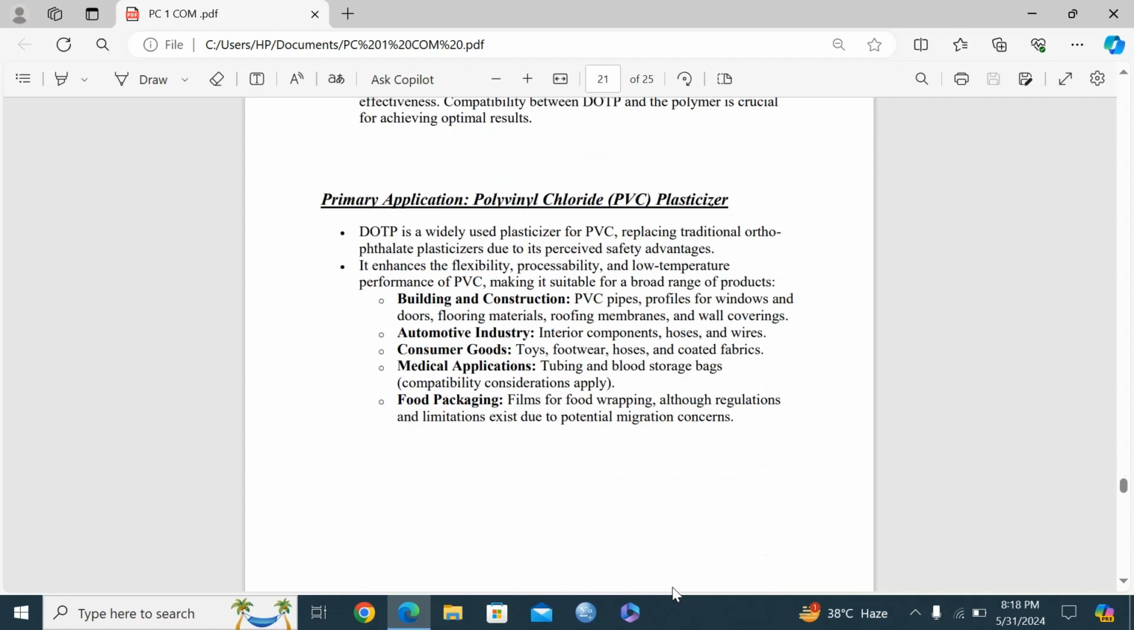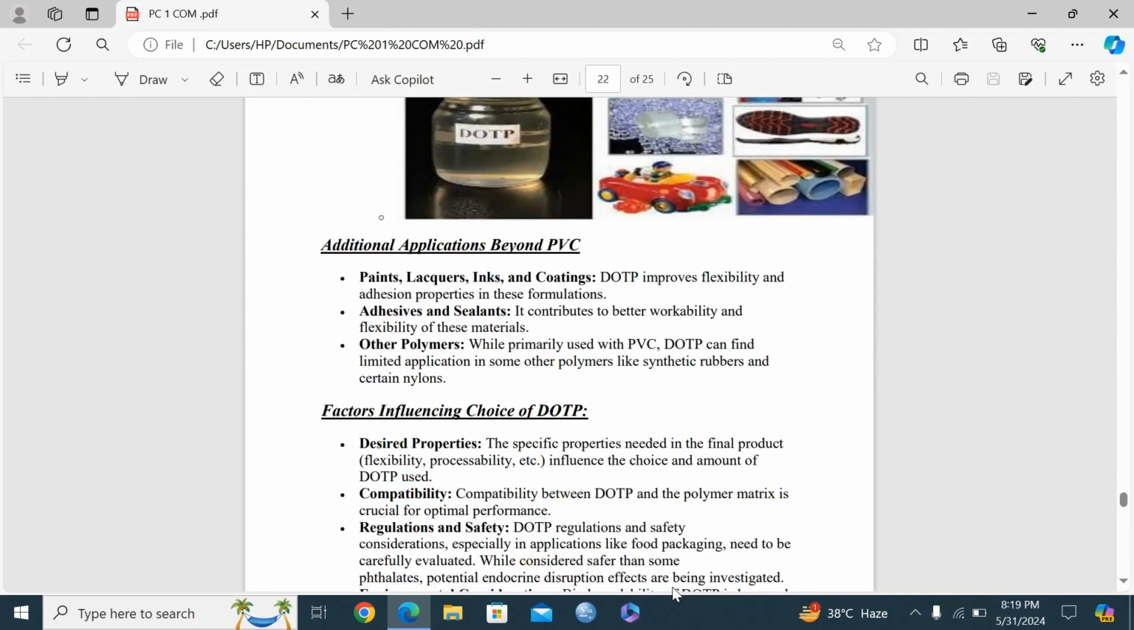Primary applications. DOTP is a widely used plasticizer for PVC in building and construction: PVC pipe, profiles for windows and doors, flooring material, roofing. Also the automotive industry, consumer goods, toys, footwear, hoses and coated fabrics, and food packaging film for food wrapping, although regulations and limitations exist due to potential migration concerns.